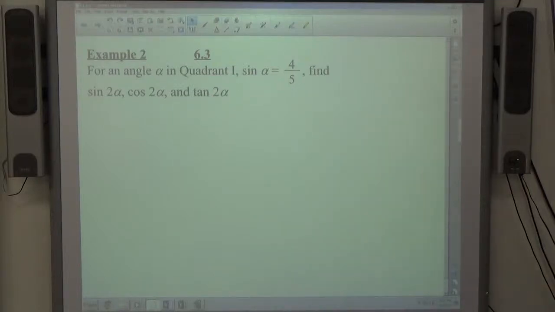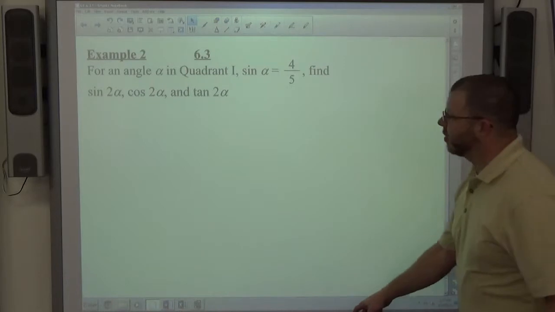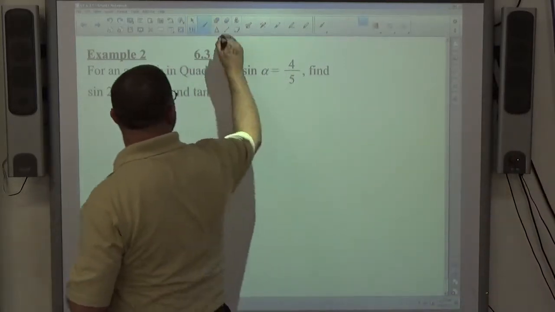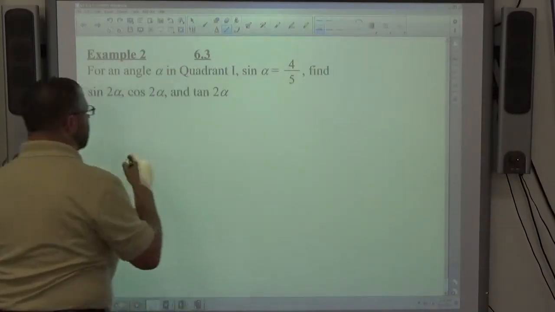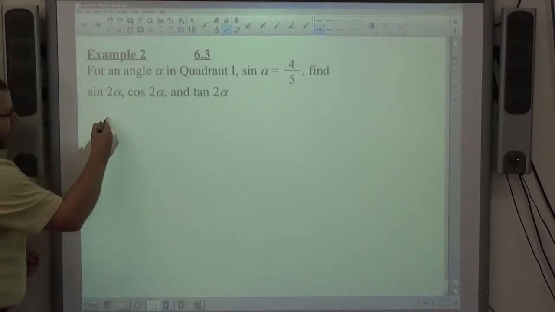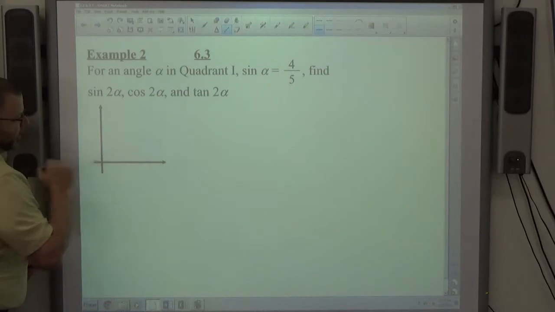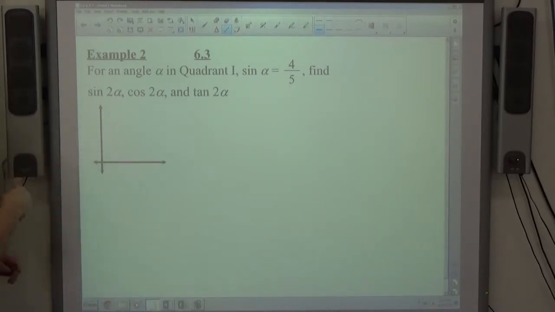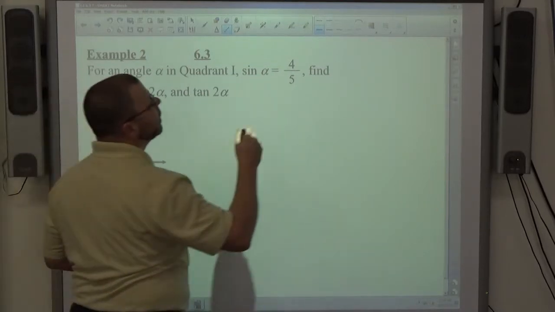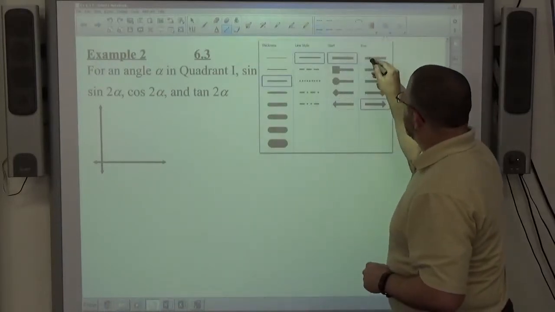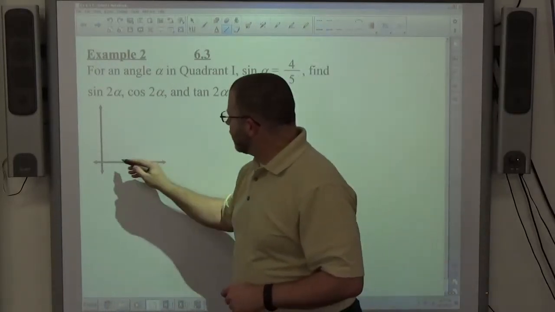Okay, example 2. For angle alpha in quadrant 1, sine of alpha is equal to 4/5. So let's start off by drawing quadrant 1. Quadrant 1 is the top right quadrant, so if I just focus only on that, I don't have to worry about the second, third, or fourth quadrant. Just make sure there's a lot of room for quadrant 1. And I draw a vector out into quadrant 1 such that the sine of alpha is equal to 4/5.